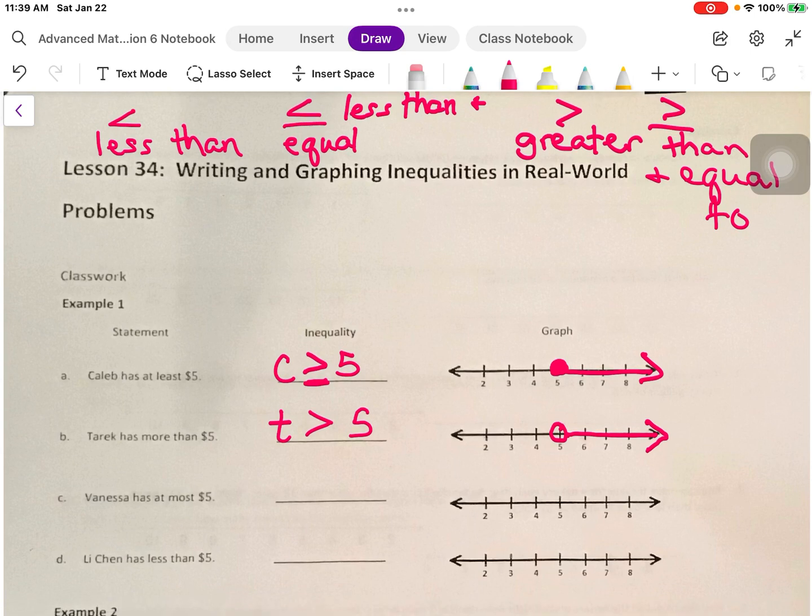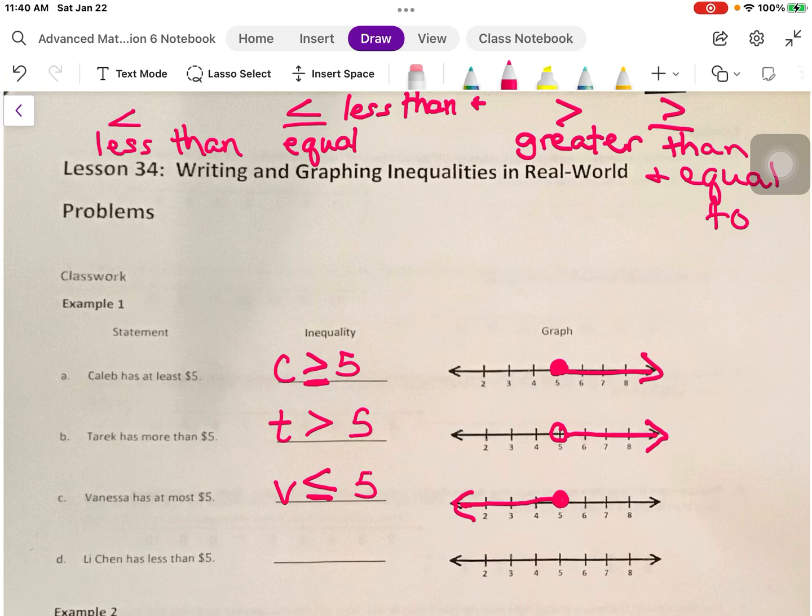Let's keep trucking. Vanessa has at most $5. All right, we got Vanessa, we got $5 again. At most, that means she can't have more than that. She could have $5, so it could equal $5, but she can't have more, so it's going to be less than or equal to $5. Because it's less than or equal to, we go to our 5, we fill it in, and it's less than, so this time we're going to go to the left.